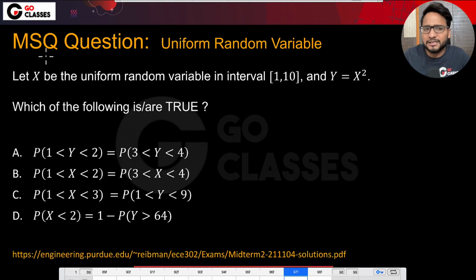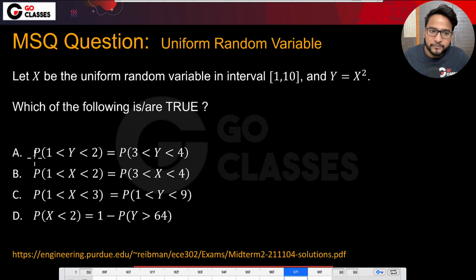Hi everyone, let's see this question which is an MSQ question. This question is taken from Purdue University. Let's see what they are saying. They are saying let x be a uniform random variable in this interval which is 1 to 10. And now they have defined a new random variable y which is a function of x, which means y equals x square. Now which of the following is or are true? That's what they are asking, right?